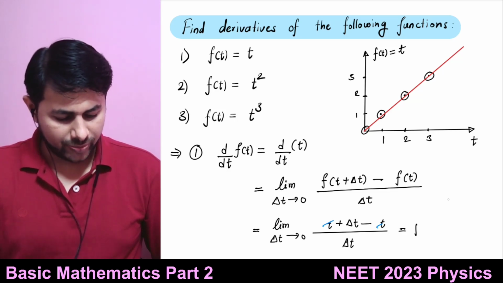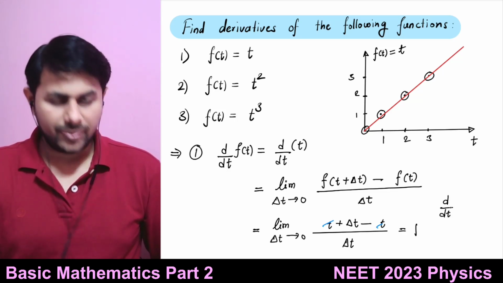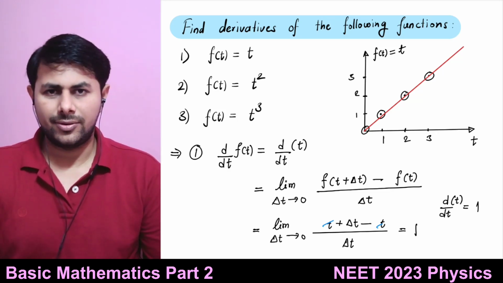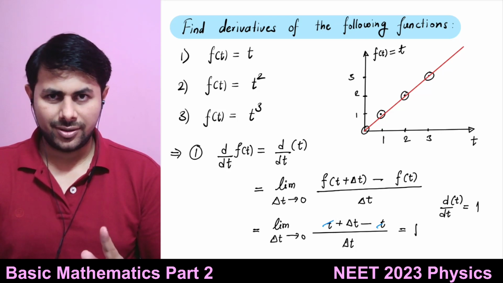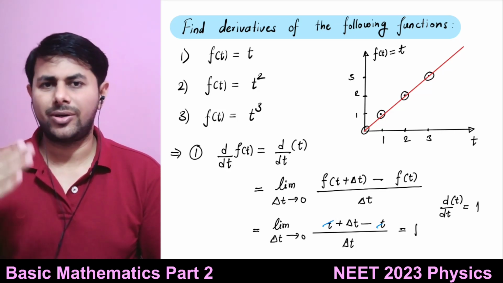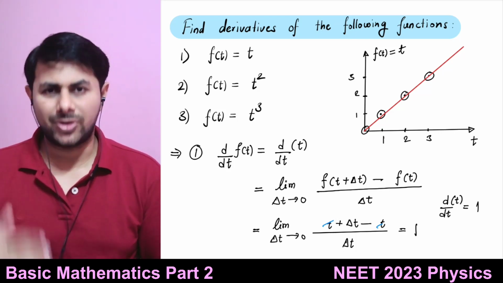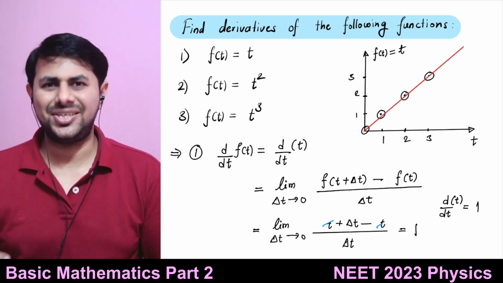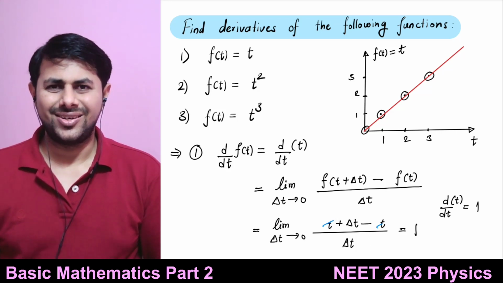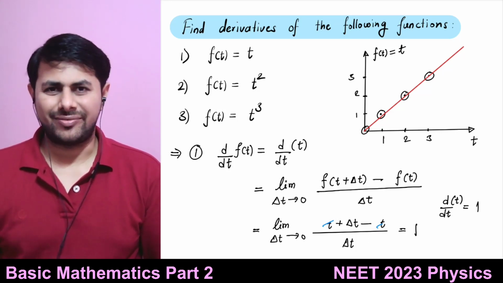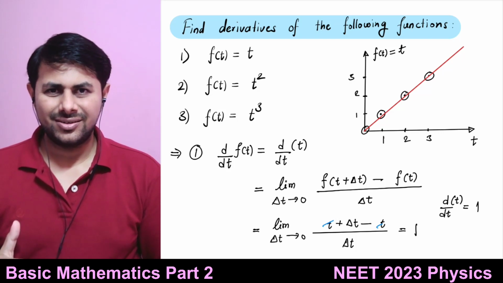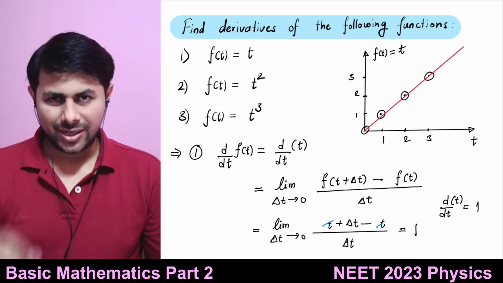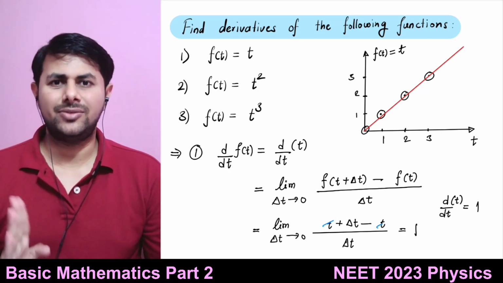So what do we get from here? d by dt of f of t. But what is f of t? It is t. It is equal to 1. So dt by dt is 1. Similarly, you change variable from t to x. What will be dx upon dx? 1, because it is just the name of the variable, right? You change variable from t to y. What will be dy upon dy? 1. So the derivative of a variable with respect to itself is 1.